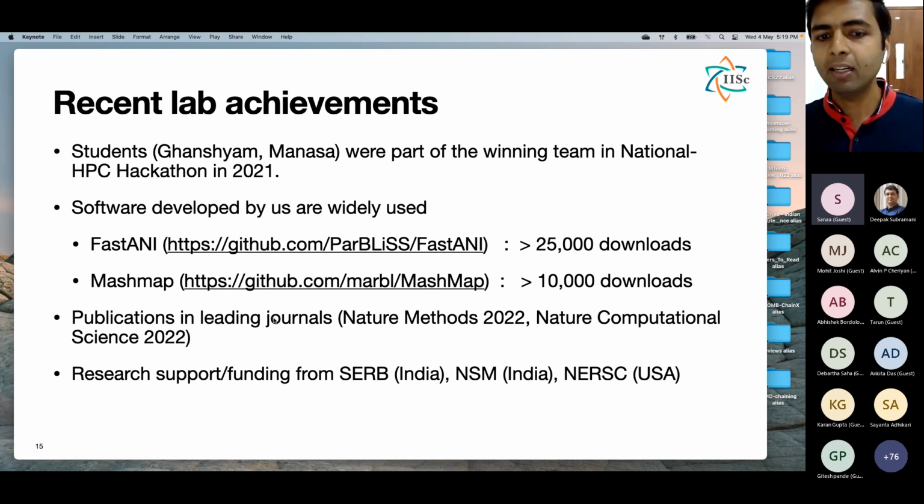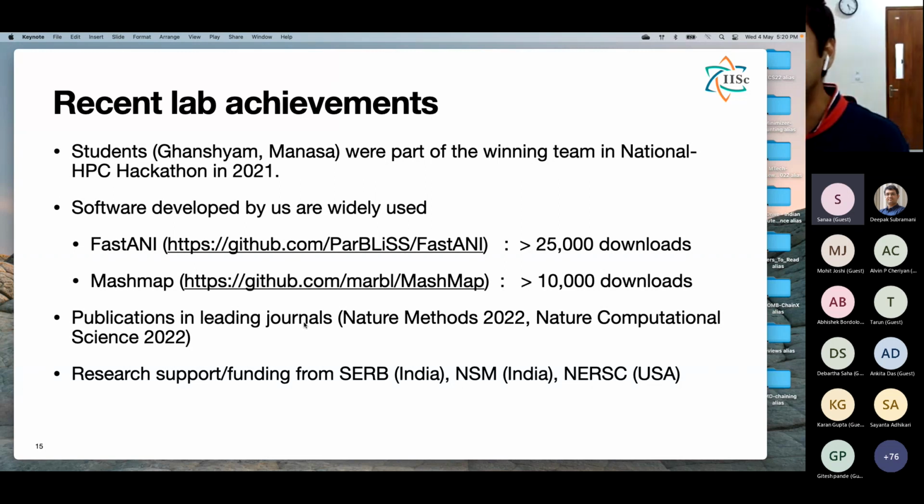We also publish in leading journals, so you are welcome to check some of the recent publications if this work excites you. We have research support from various Indian as well as foreign agencies to do our research. Infrastructure-wise, we have access to various high performance computing resources. All the students in our lab use these resources, and in fact no work is done on a local desktop because the data is huge. We cannot work on local systems. All the work has to be done on remote HPC facilities.